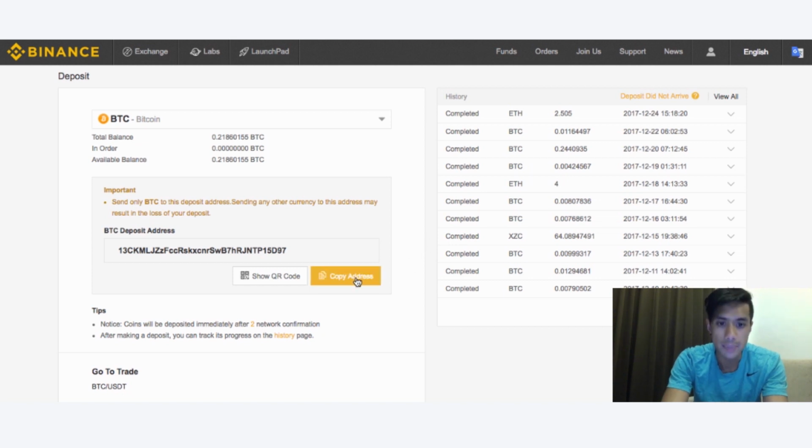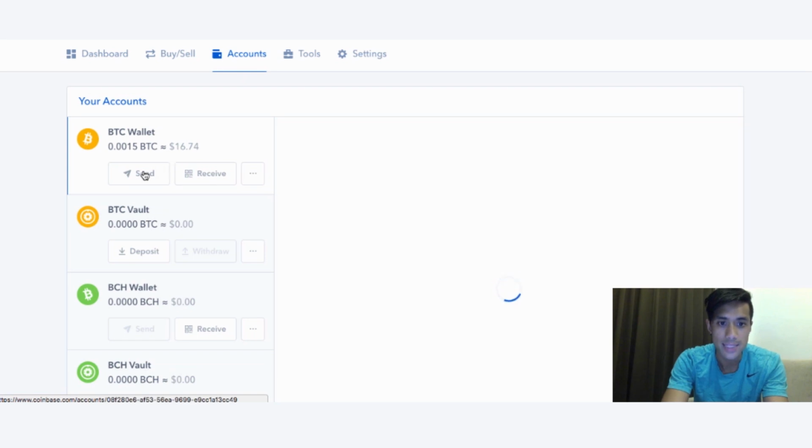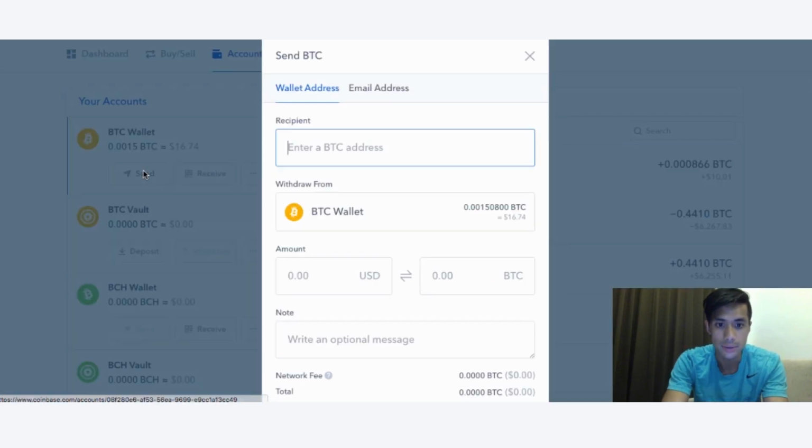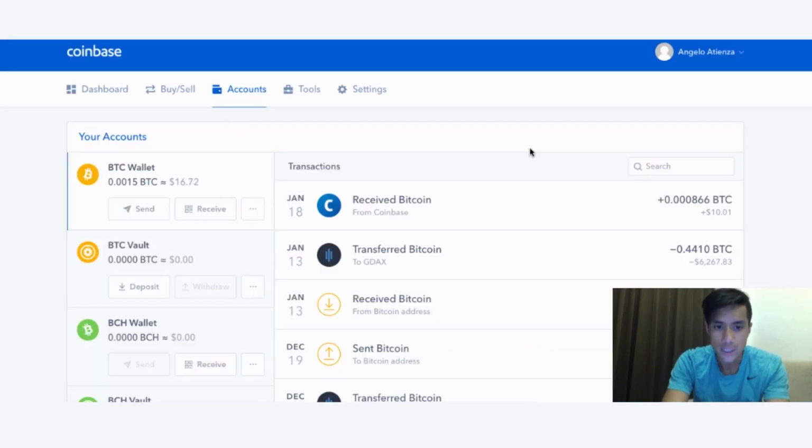Copy your Binance Bitcoin address, go back to Coinbase, click on Accounts, then Send. Make sure you're in the Wallet Address tab, then paste your Binance Bitcoin address into the recipient field, enter the amount of Bitcoin you want to send, then click Continue. Transfers can take anywhere from a few minutes to a few hours to show up, so give it some time for your balance to appear on Binance.